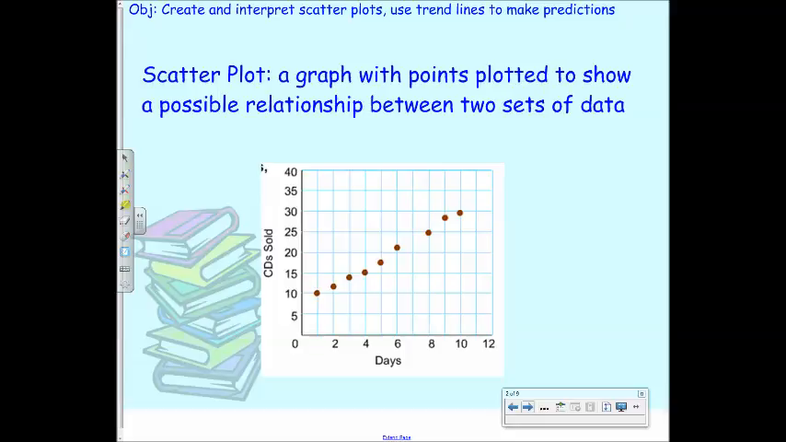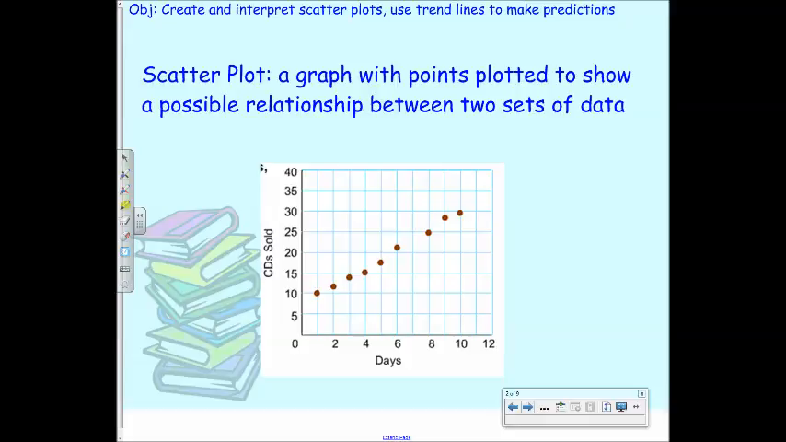Okay, so a scatter plot like this has what we call a correlation, and that's what we're going to talk about today: what it means to have a correlation and 3 different types of correlations. And again, it shows a possible relationship between 2 sets of data. In this graph right now, our 2 sets of data are the days and the numbers of CDs sold. So we organize that by our x-axis and our y-axis, okay?